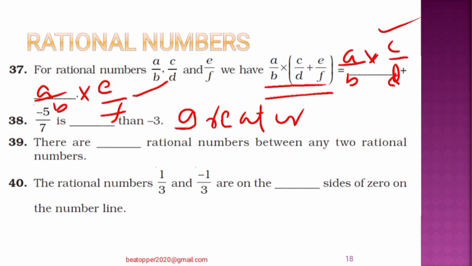Next question: there are dash rational numbers between any two rational numbers. Countless, or infinitely many. Next question: the rational numbers 1 by 3 and minus 1 by 3 are on the dash sides of 0 on the number line. Minus 1 by 3 is on the left side, plus 1 by 3 on the right side.